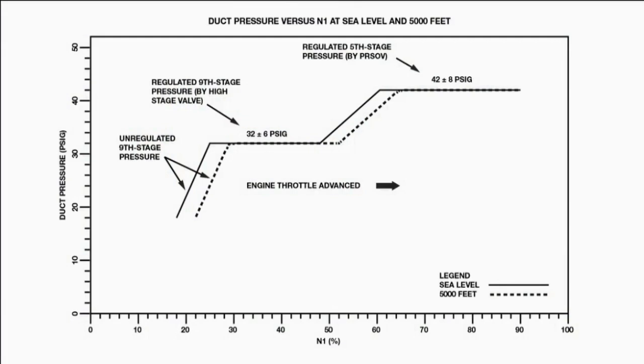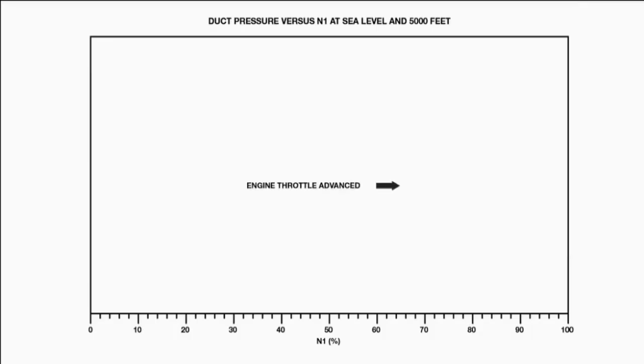The temperature will likely be below 390 degrees Fahrenheit. So the PCCV will be fully closed. The fault isolation manual, or FIM, has charts that compare normal duct pressure to N1 and altitude. By knowing the altitude, N1 and pressure when a fault occurs, you can reduce the scope of troubleshooting efforts.